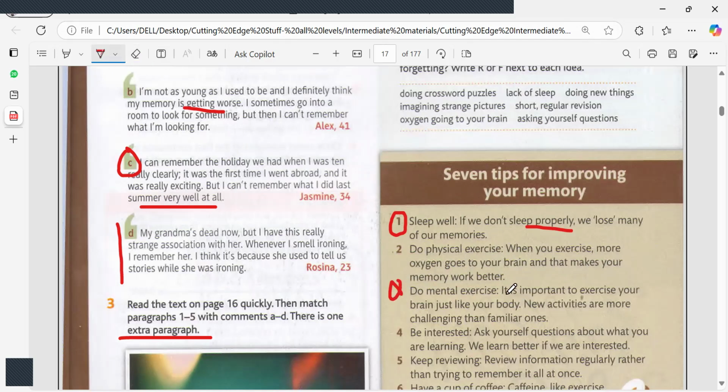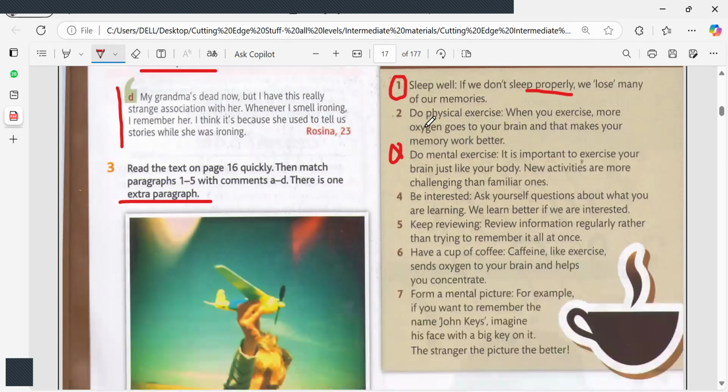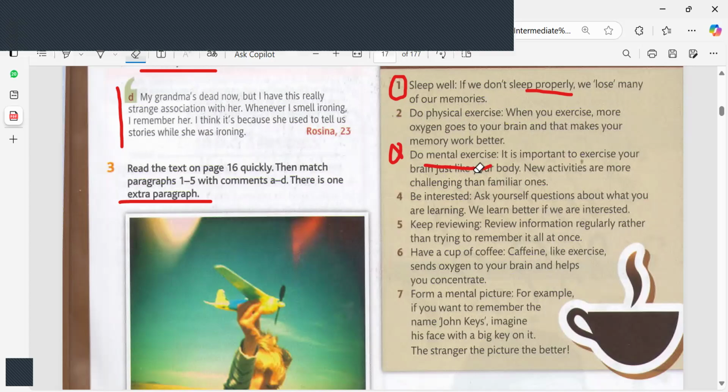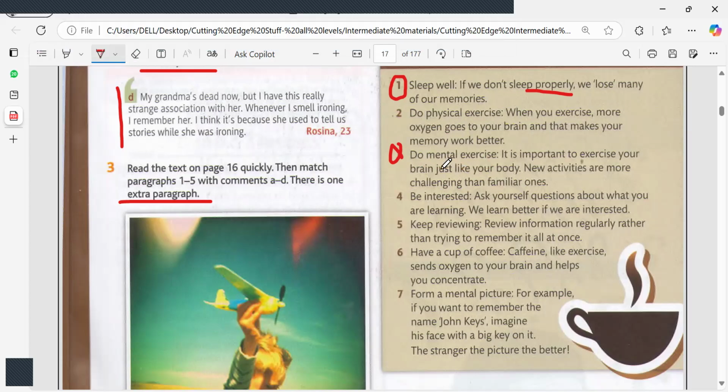Number 3: do mental exercise. Mental. What does mental mean? Something related to your mind.